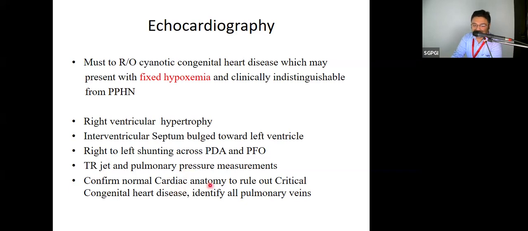And the fifth thing is that while evaluating PPHN, we have to exclude critical congenital heart disease, because the management changes in two different directions. We also have to make sure that all the pulmonary veins are draining into the left atrium or not, because the classical condition that is confused with PPHN is TAPVC.